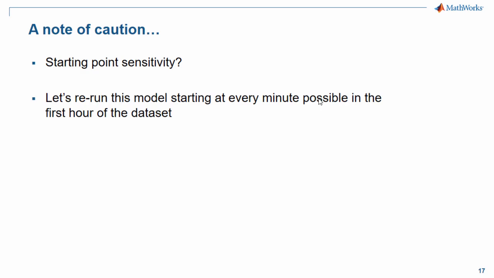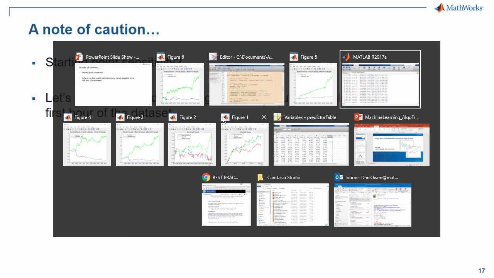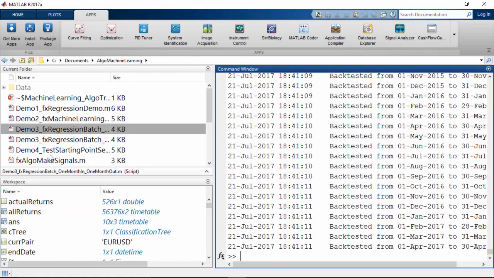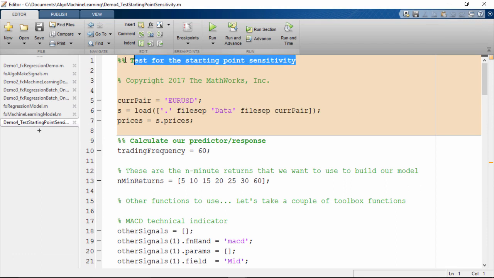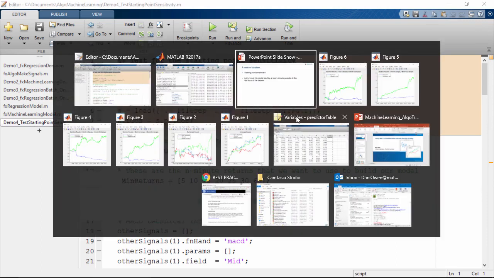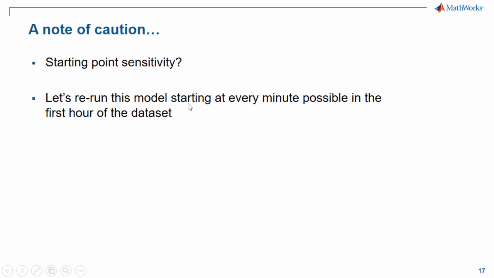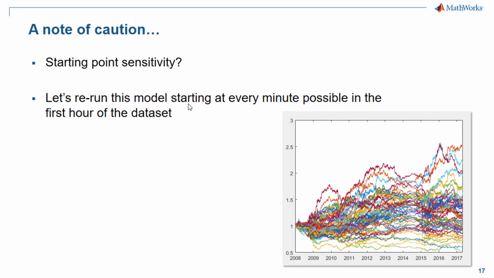So what I have in the data in the download that you can download for the demo is a script. It's script 4. Script 4 is going to take a little bit longer to run, so I won't run it today, but it tests for starting point sensitivity. What that means is it will run the model starting at every minute possible in the first hour of the data set. And I do this because it's really a note of caution that unfortunately we were kind of lucky. Okay. If we look at the results from this, we can see a distinct spread of results based on which minute of the day we've started upon.